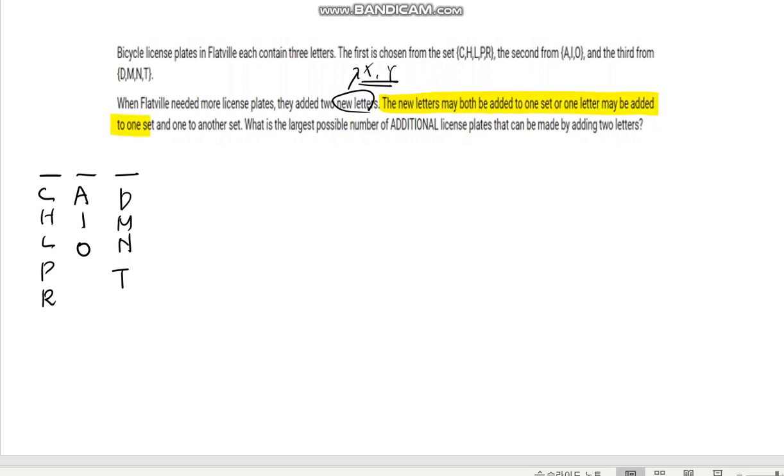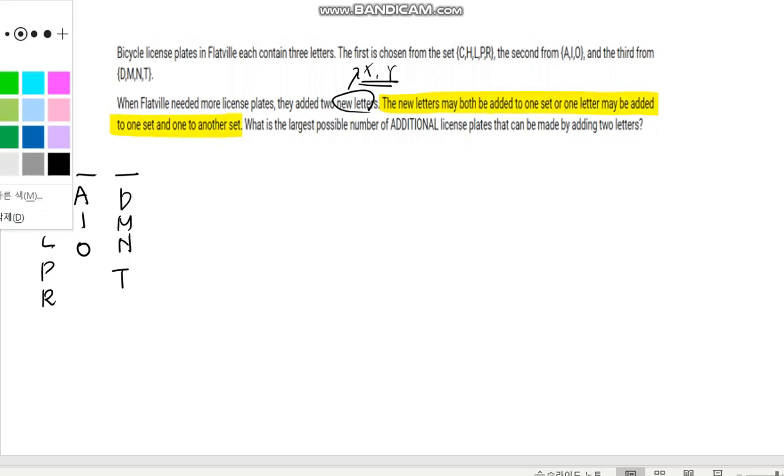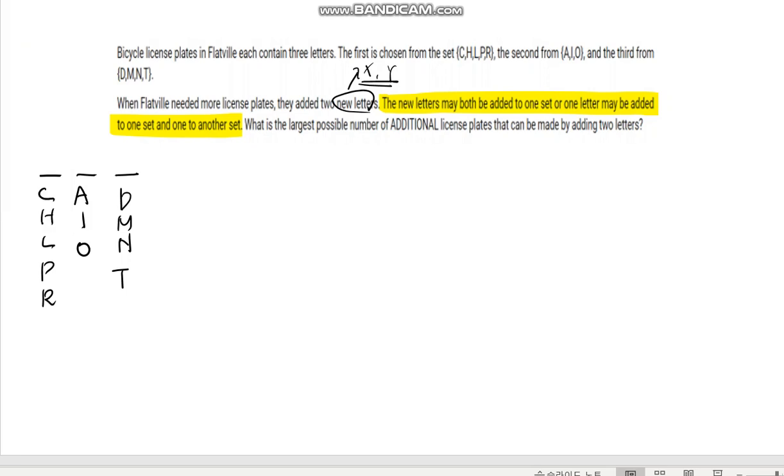And then the second question is: what is the largest possible number of additional license plates that can be made by adding 2 letters? Right, so we are adding X and Y, and then what is the largest possible number of additional license plates that can be made by adding 2 letters? So let's just name the yellow line sentence as 1, and the orange line sentence as 2.